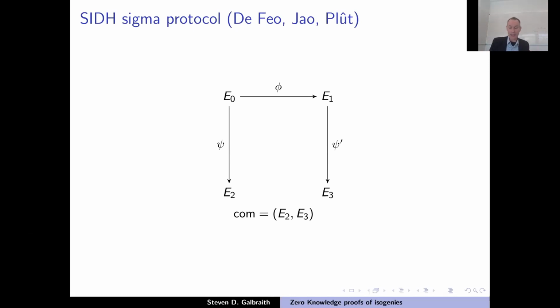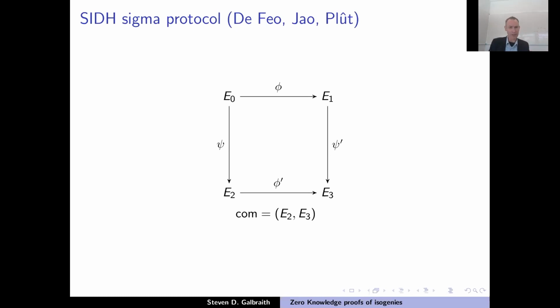And following SIDH, the prover can also map the kernel of phi. It knows the kernel, it knows the witness, and it can map that kernel down under psi, and that gives you the exact commuting square from SIDH. So the prover knows all this, but the prover is not giving it away. They're just giving away the commitment, E2 and E3, these 2 curves.